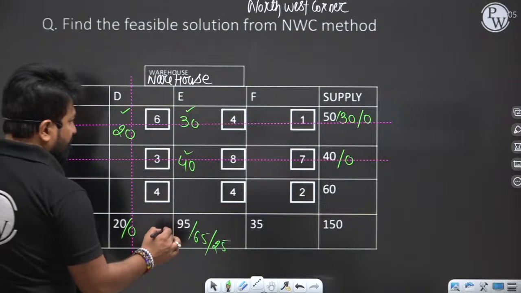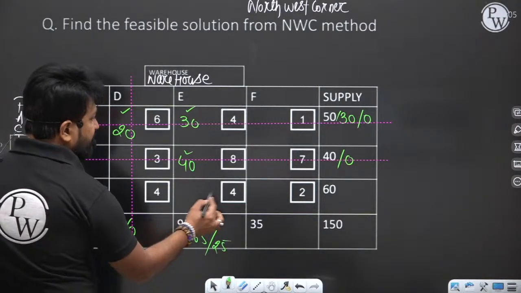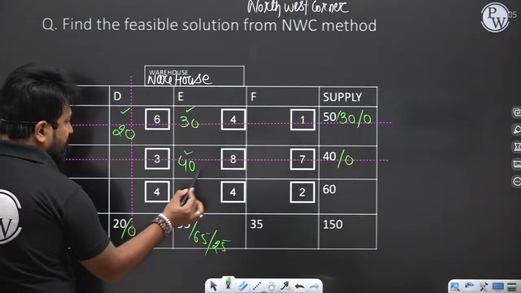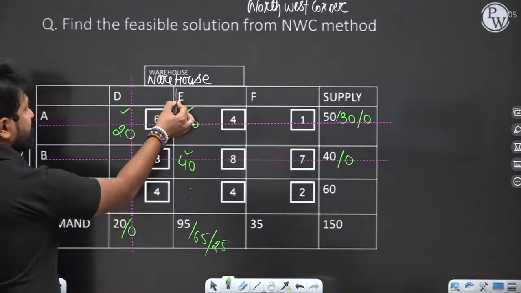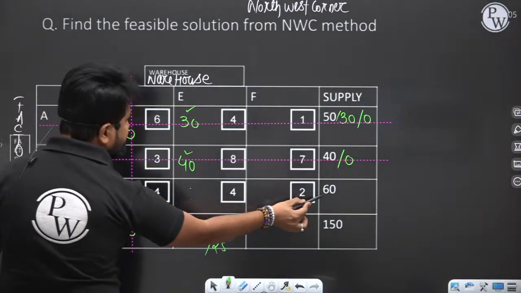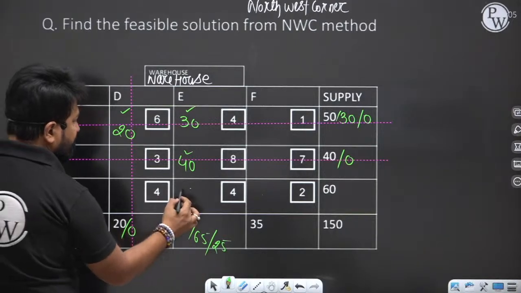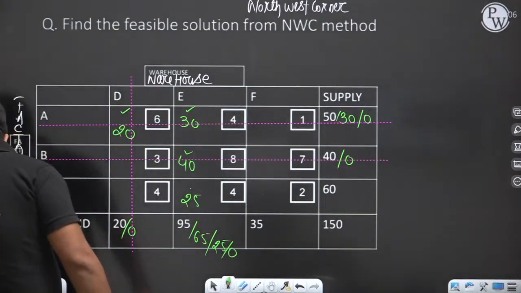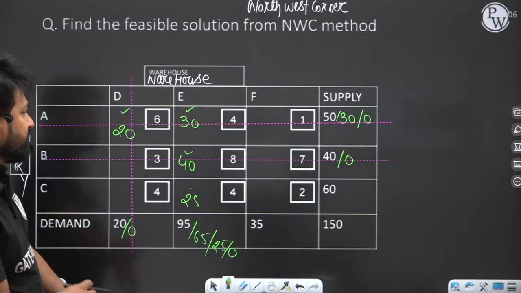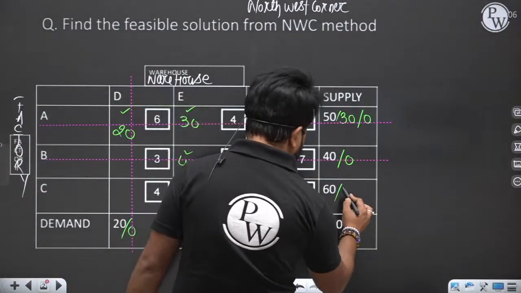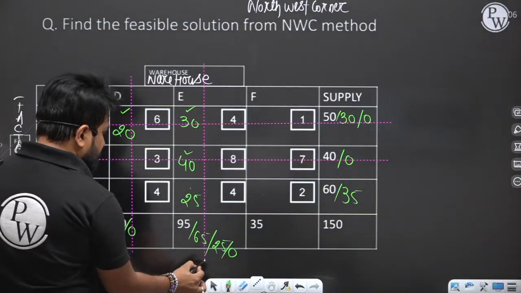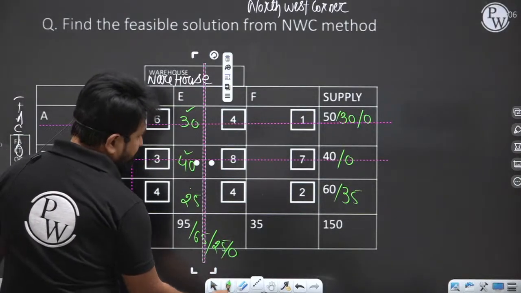Now again select the northwest box. Which one is that? This one, right? So it means C will supply to E. The supply of C is 60. The storage of E is 25. So here 25, right? So how much will be remaining? It will be remaining 35. So here you can say the storage capacity is fulfilled.